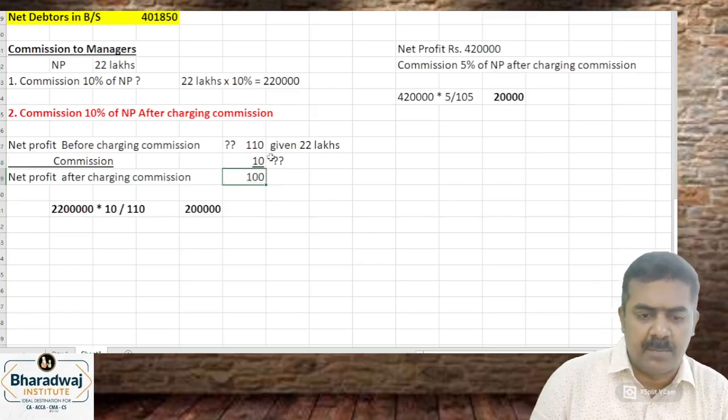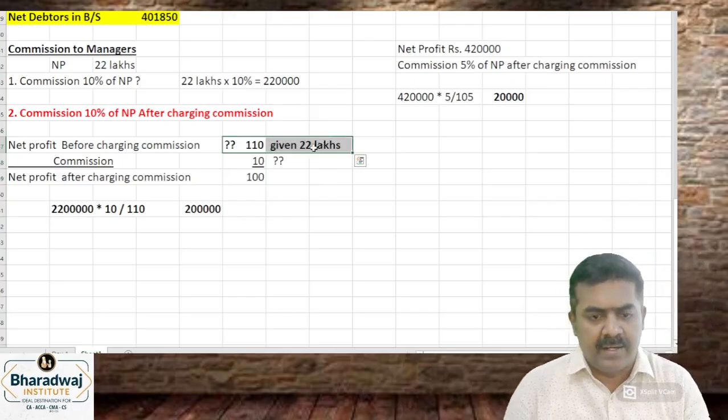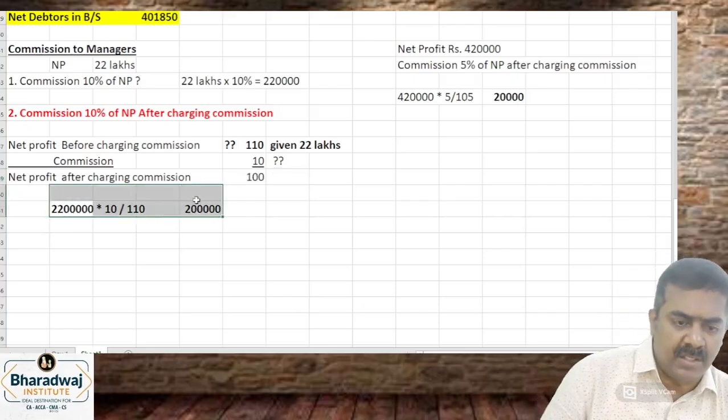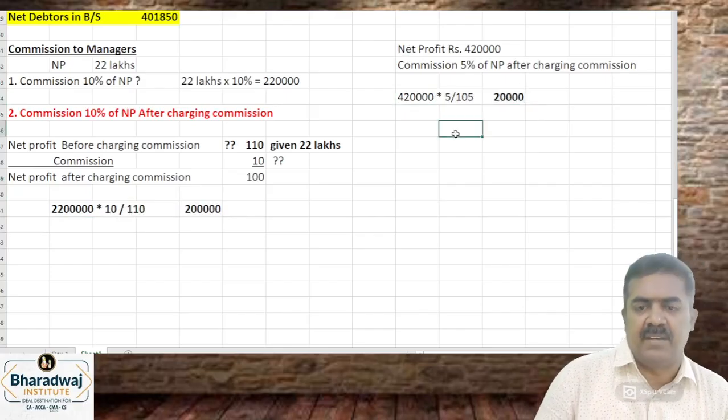So if 100 rupees is net profit after 10 rupees commission, before charging commission it would have been 110. 110 is 22 lakhs now. What is 10? Similarly, 105 is 4 lakh 20 now. What is 5?